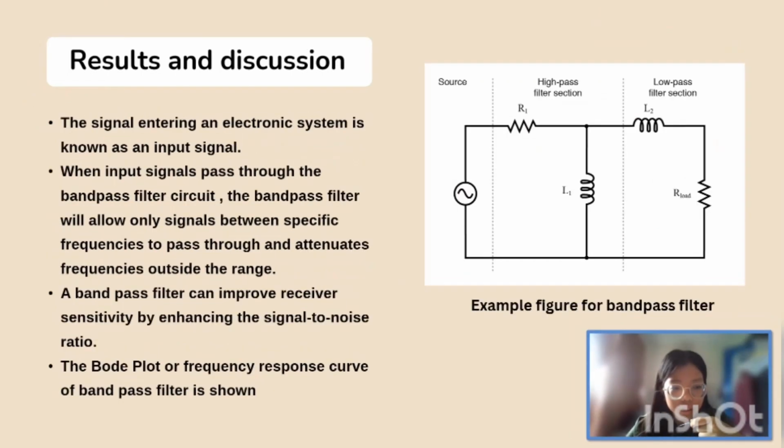The signal entering an electronic system is known as an input signal. When input signals pass through the bandpass filter circuit, the bandpass filter will allow only signals within a specific frequency range to pass through and attenuate frequencies outside the range. A bandpass filter can improve receiver sensitivity by enhancing the signal to noise ratio. The Bode plot of the frequency response curve of the bandpass filter is shown on the next slide.